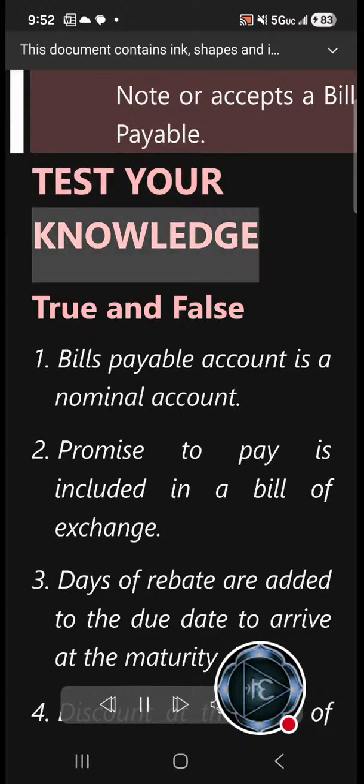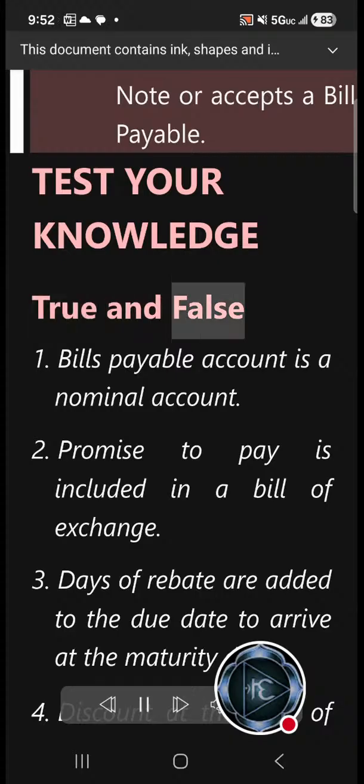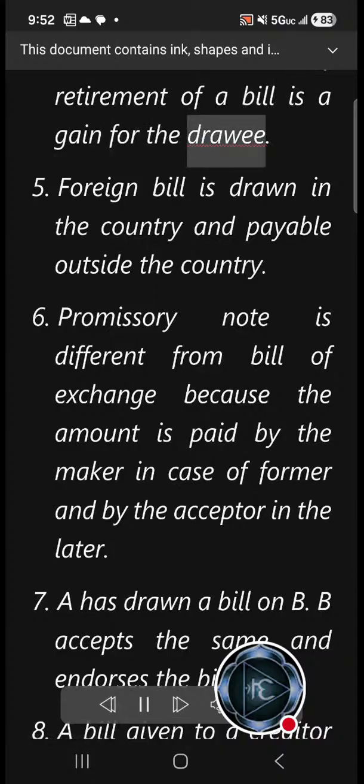Test your knowledge. True or false. Bills payable account is a nominal account. Promise to pay is included in a bill of exchange. Days of rebate are added to the due date to arrive at the maturity date. Discount at the time of retirement of a bill is a gain for the drawee.